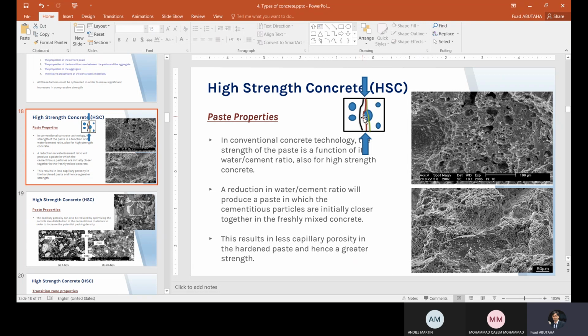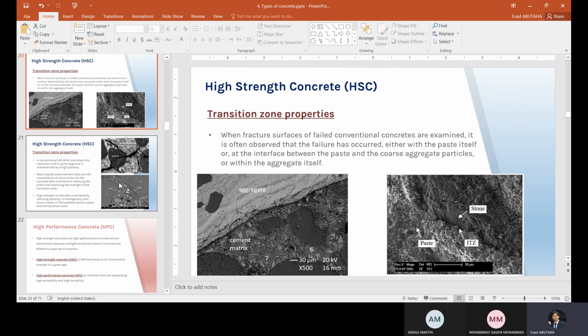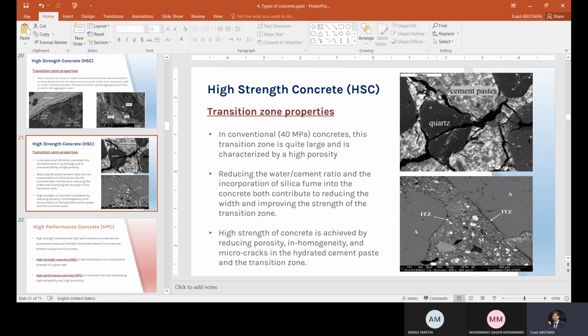So the bond between both of them was weak, and the cracks found their way through the weak part, which was the bond between the aggregates and the cement. You can see that the bond between the aggregates, quartz, which is gravel or whatever, and the cement paste is weak. So it will definitely be the weak point in the concrete.